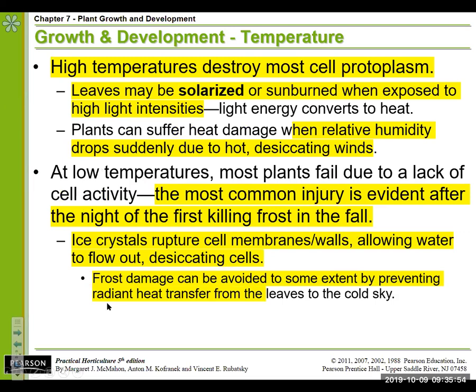So this last thing that we mentioned here on this slide, that frost damage can be avoided to some extent by preventing the radiant heat transfer from the leaves to this cold sky. So usually when we have that first frost, it's when it's a very clear sky and that radiant heat transfer is able to just rise up. With thermodynamics, the warm air rises and the cool air sinks. But it all depends on where that plant is, what the topography is, what the type of the plant is.